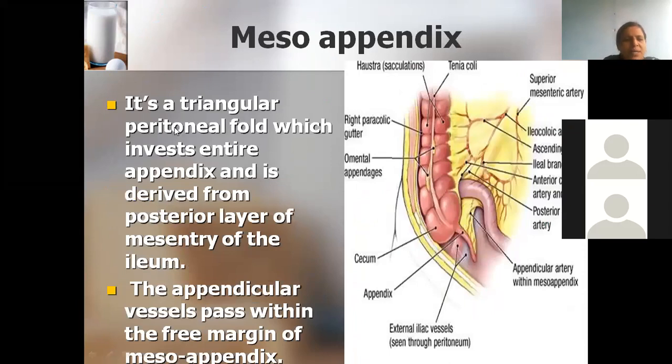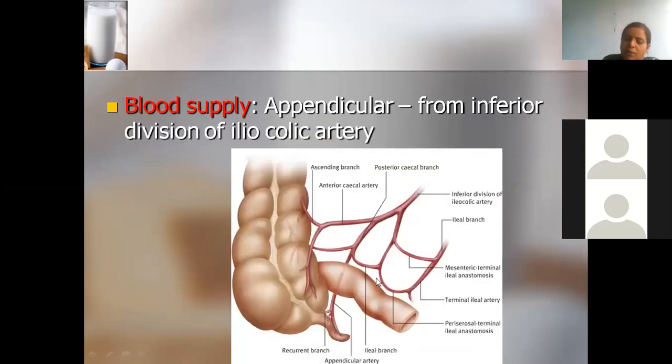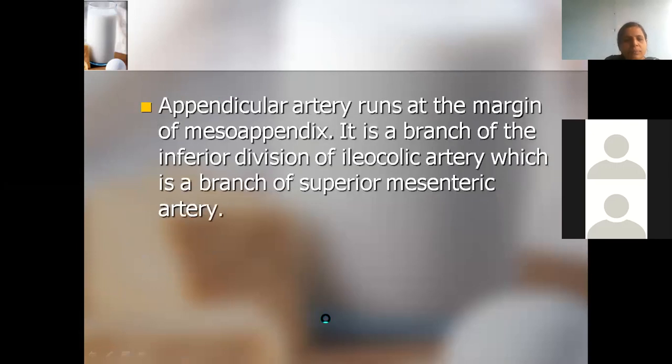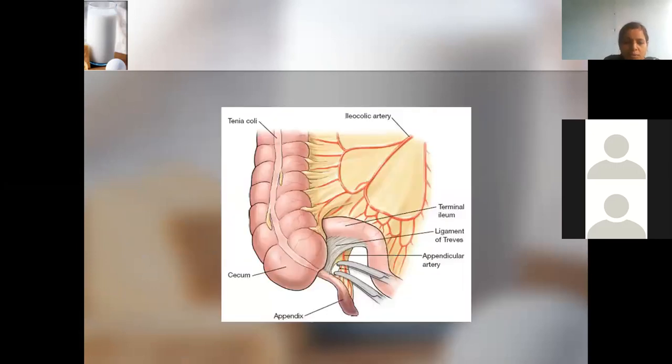Now, mesoappendix. What is the mesoappendix? The peritoneal covering of the appendix is called the mesoappendix. We will see the appendicular vessels entering here. Then blood supply: like I told you, for the cecum we have anterior and posterior cecal vessels. Similarly for the appendix, coming from the ileocolic artery, we have appendicular blood vessels, which run in the mesoappendix.